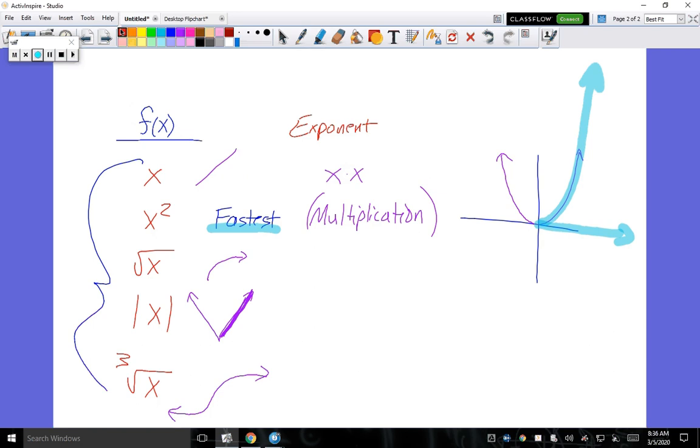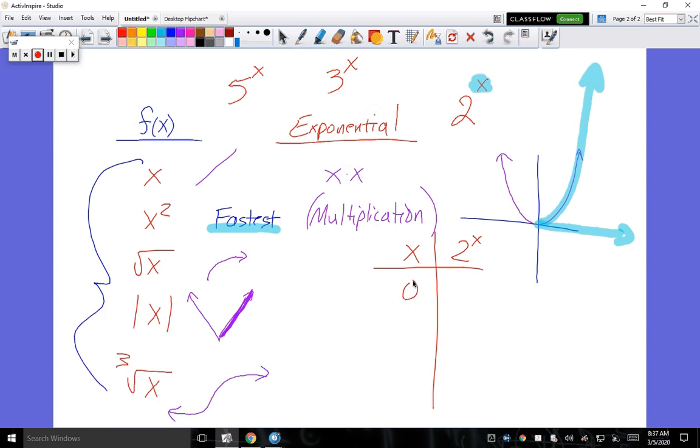Exponential functions are new. And they look like this, or they look like this, or they look like this. You see what I'm saying? If x is 0 on this graph, okay, so if x is 0, what would 2 of x equal? Or 2 to the power of x?